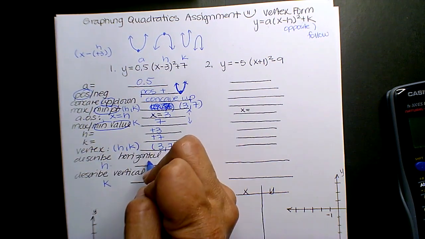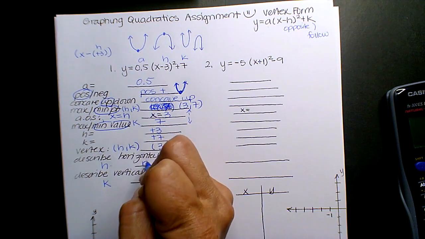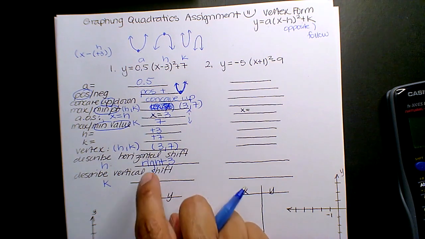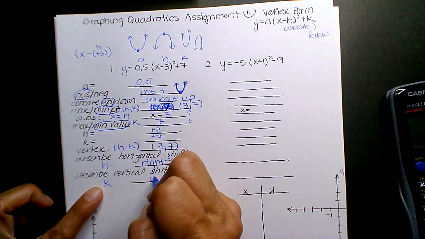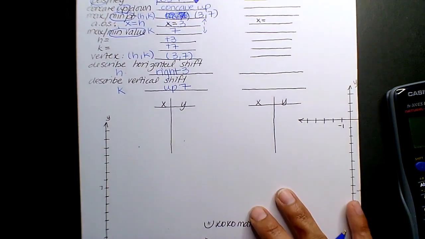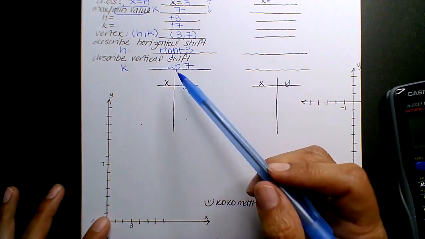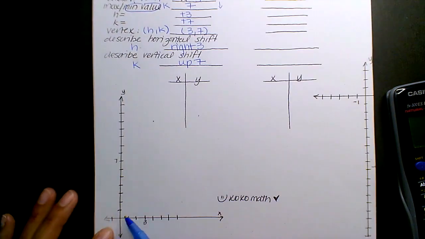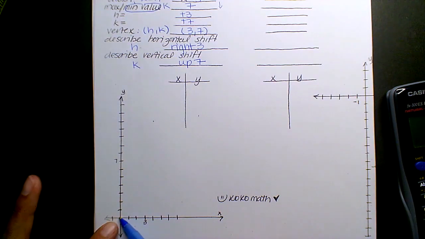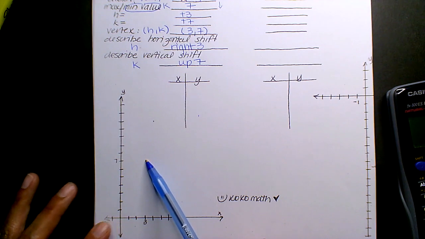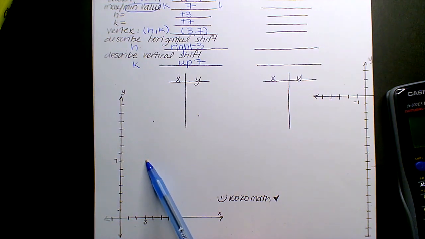If my h is positive 3, that's a right shift, kind of like if you think of slope, right, left, up, down. My vertical shift, if it's positive 7, is up 7. So what that means is when you go to graph your vertex, your minimum value, from the origin it's going to be right 3, up 7, and that's going to be the location of my vertex.